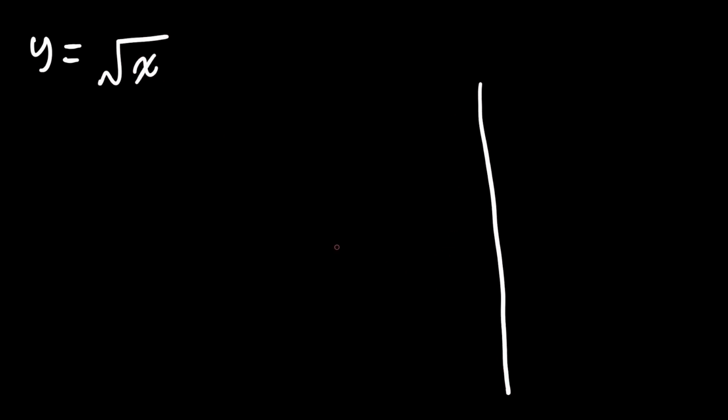Let's say we have the equation y equals the square root of x. Now, let's try and graph this first because that'll be easier to decide domain and range from. So we have a y-axis and we have an x-axis here. To graph this function, we'll just plug in values of x and then we'll find out what the y is.